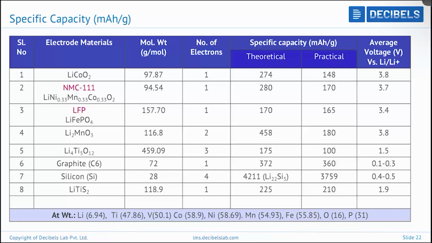So let me compare the specific capacities of various battery chemistries. Let me take lithium cobalt oxide, LiCoO2, as an example. Its molecular mass is 97.87 grams, which is 1 mole. That 1 mole can give 1 mole of lithium if you extract completely from the lithium cobalt oxide. So 1 mole means how much? 26.8 Ah. That is for 1 mole.